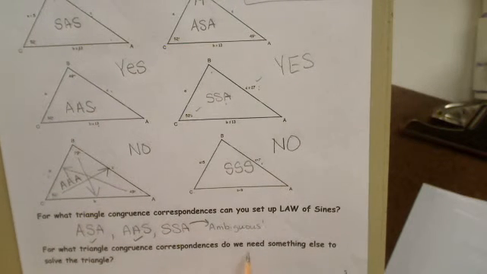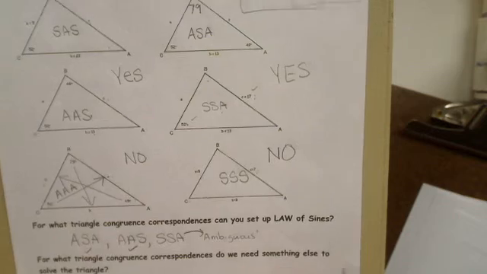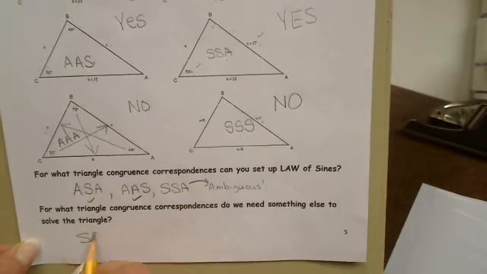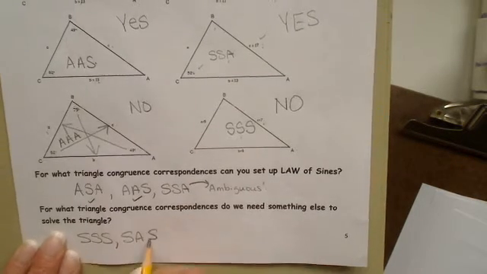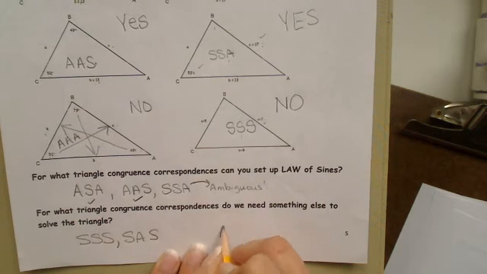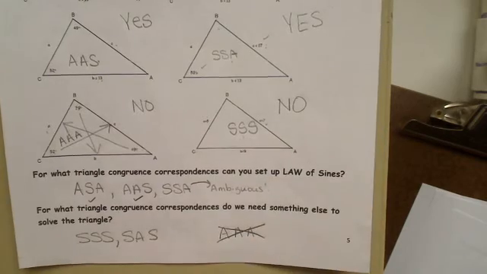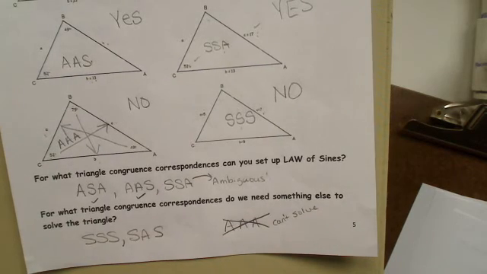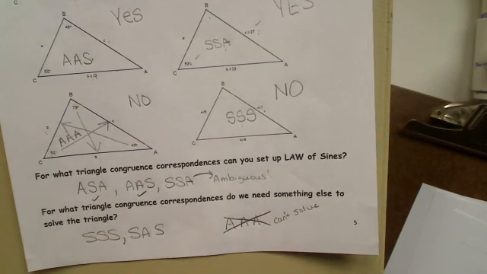For what triangle congruence correspondences do we need something else to solve the triangle? Well, it looks like for SSS and SAS we need something else. We can't set up a law of sines for those kinds of examples, so you should not see them appearing in your homework for this lesson. So in a couple of class periods, we'll have another lesson where we come up with law of cosines that we use for those situations. And then for angle, angle, angle, you can't solve that because of similar triangles. It could be any size triangle with those three angles. So we will need law of cosines later.